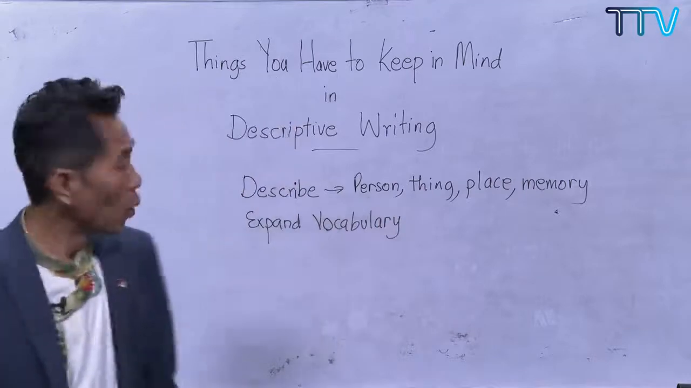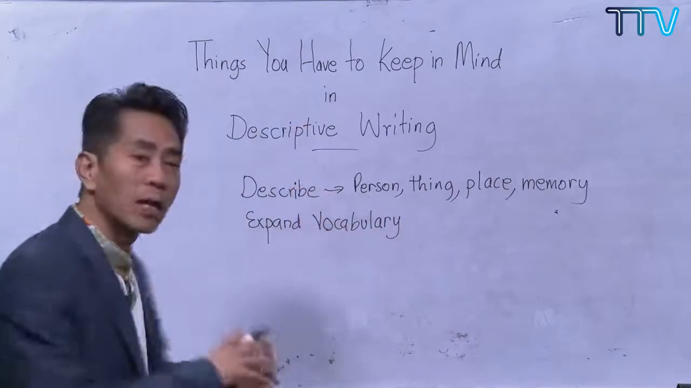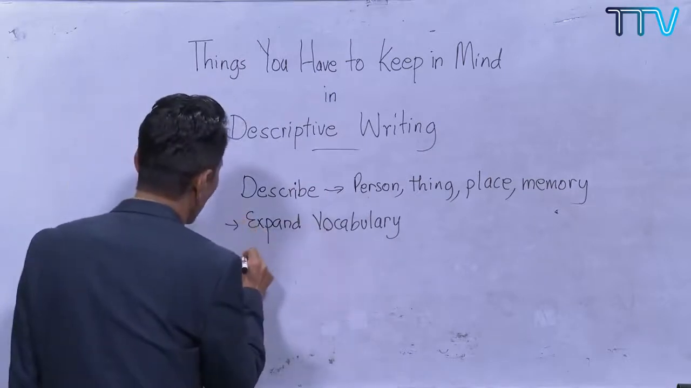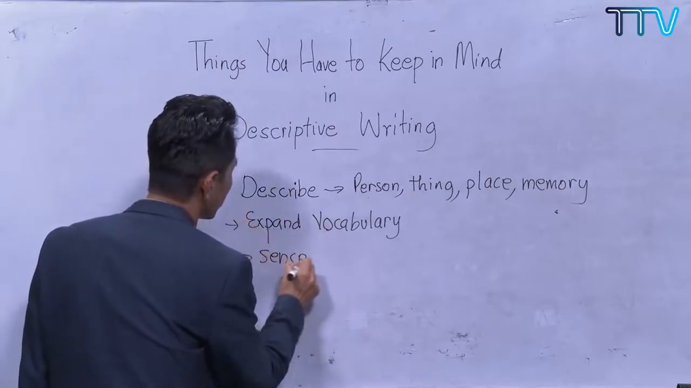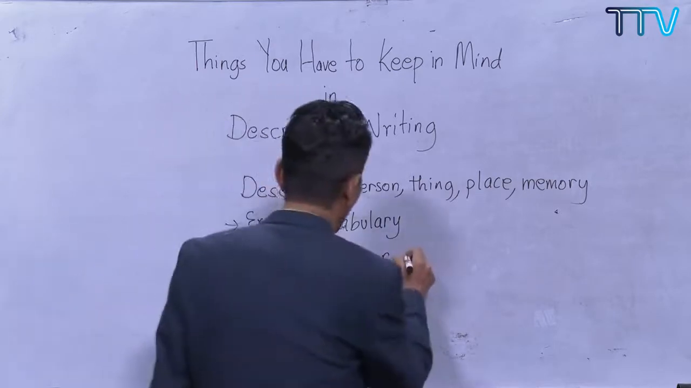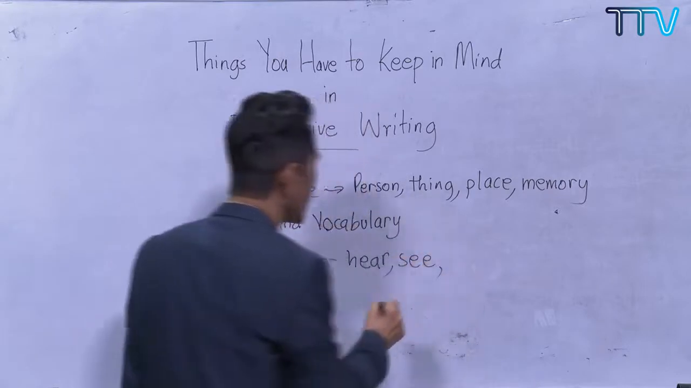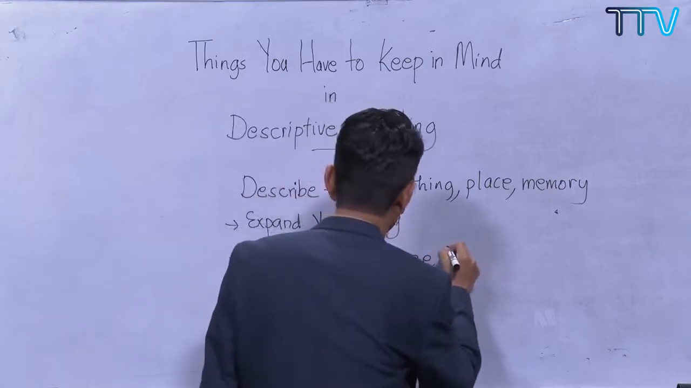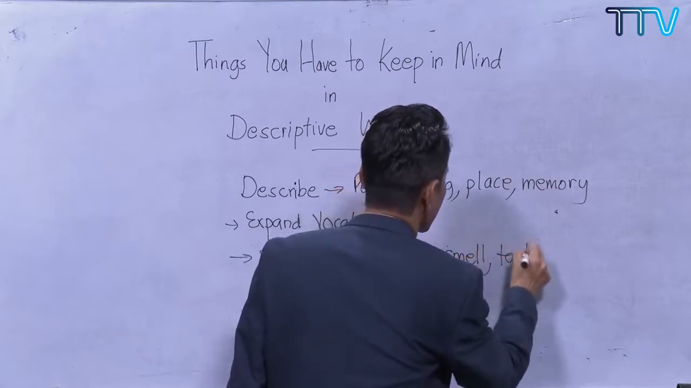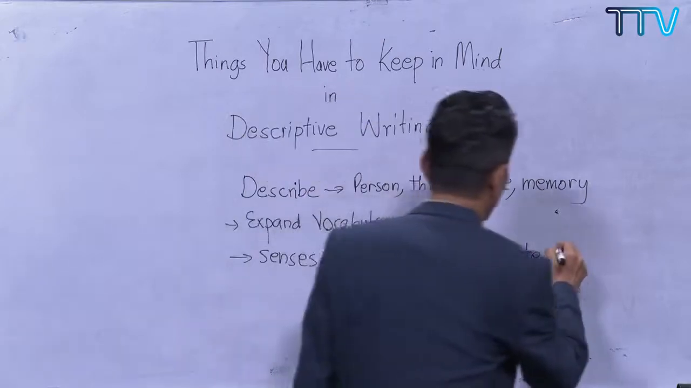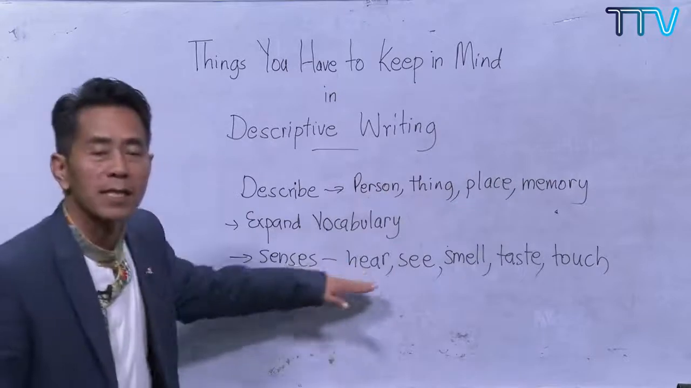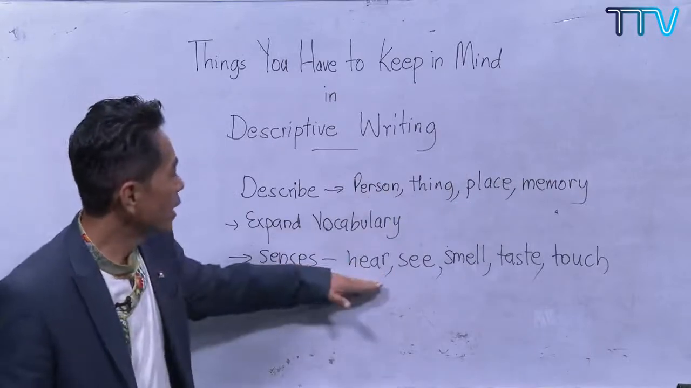Now, in the descriptive writing, what are we touching? Basically, we are touching all the senses. For example, what are you hearing, what you see, what you smell, what you taste, what you touch. So we are basically touching all these senses: hear, see.